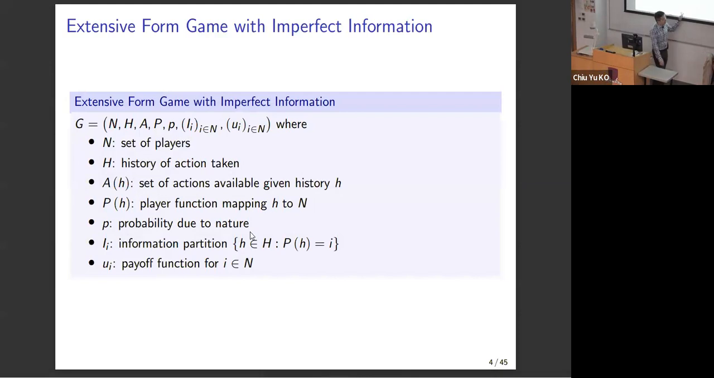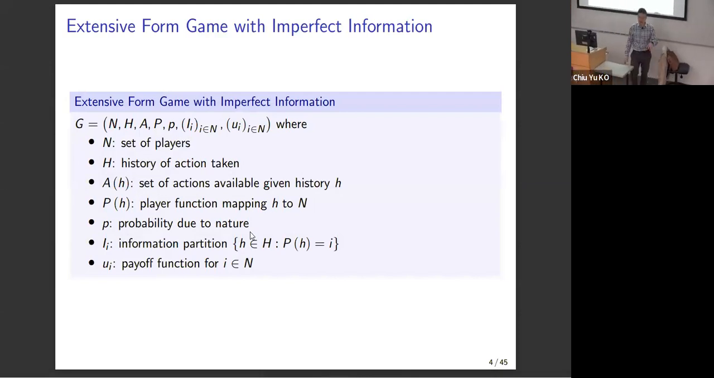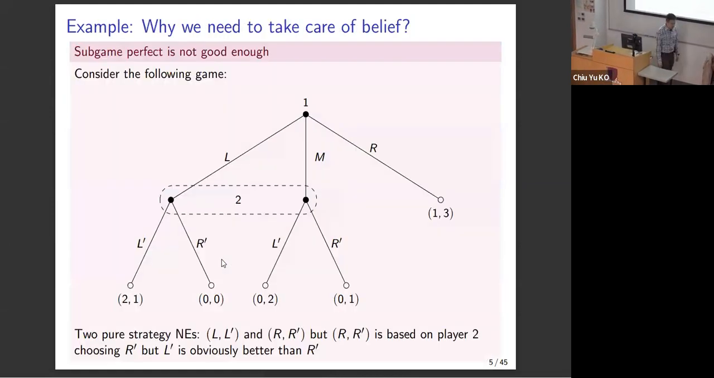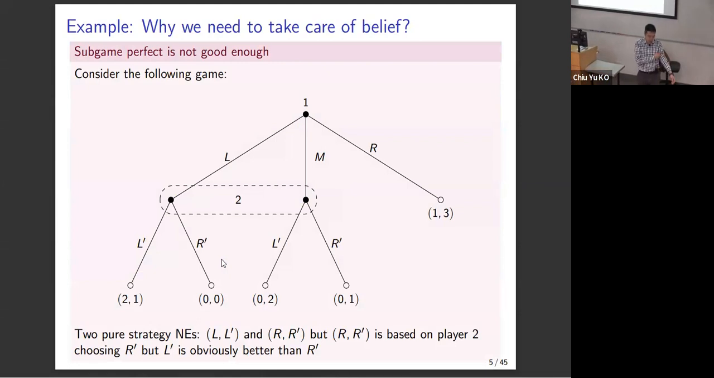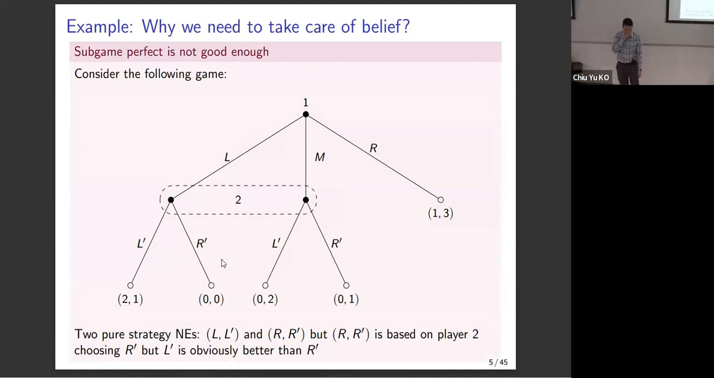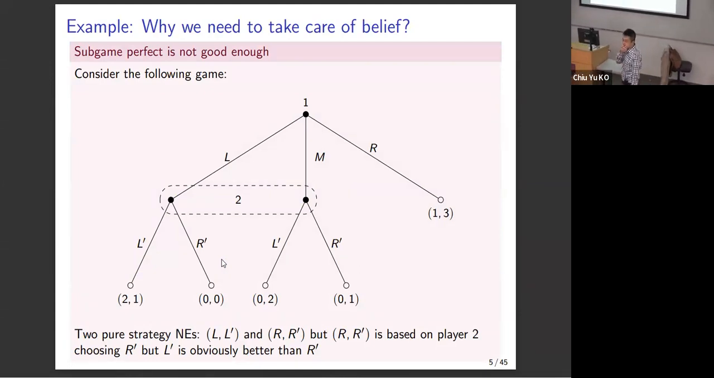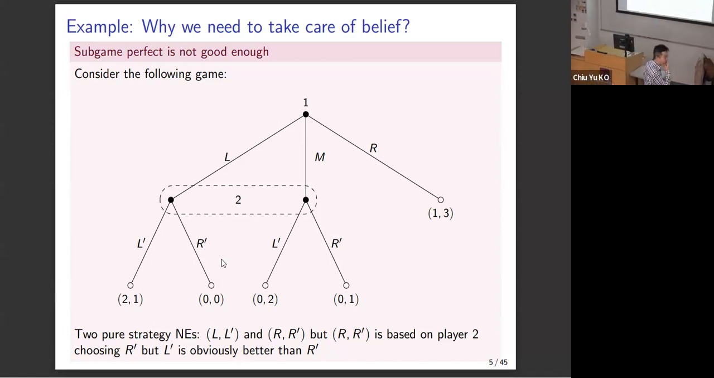I'm not going to talk about the formal definition because we never do it anyway. I try to put it here in case you want to take it. But I think it's good to motivate this, following the classical example, of why belief is important. In this model, player one moves first. He can do L, M, or R. In particular, if he chooses R, the game ends and player two is not going to do anything. When player one chooses either L or M, player two would have to choose L prime or R prime. But player two doesn't know whether player one has chosen left or middle.